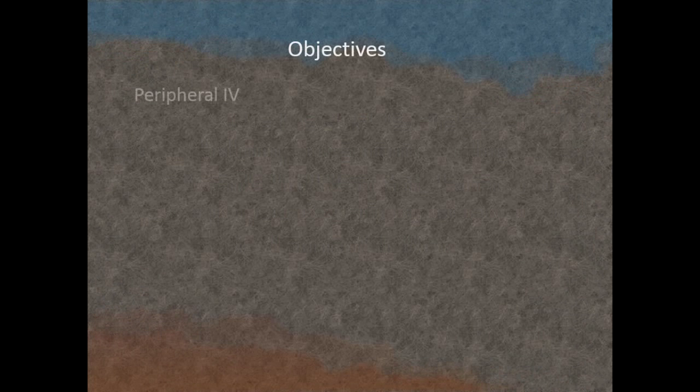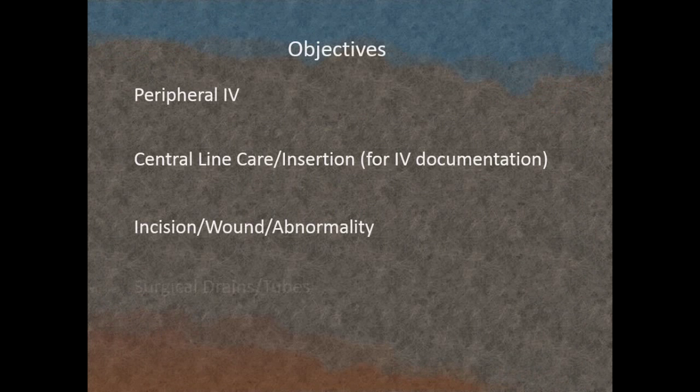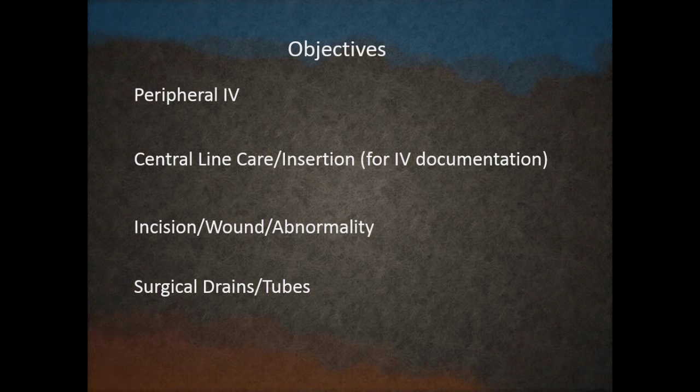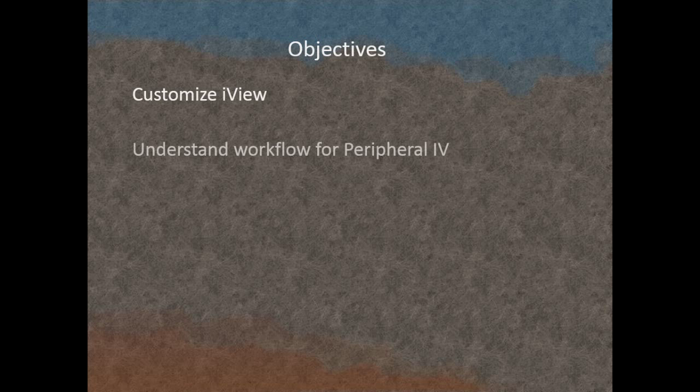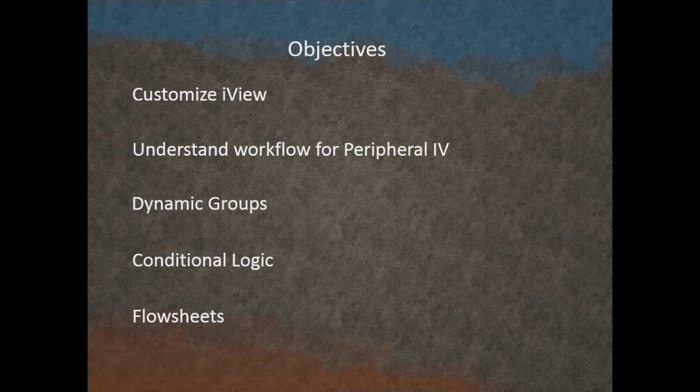The purpose of this tutorial is to introduce you to this workflow. At the end of this course, you will be able to document peripheral IV, central line care, insertion for IV documentation, incision wound abnormality, surgical drains and tubes, customize iView, understand workflow for peripheral IV, start, discontinue, and inactivate dynamic group using the incision wound abnormality subband, document using conditional logic, view iView results and flow sheets.